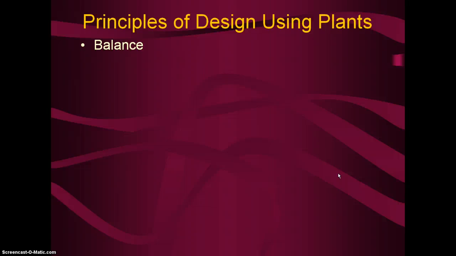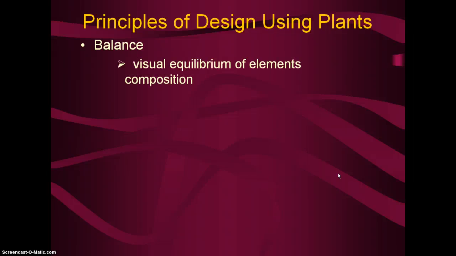The third principle I want to talk about is the principle of balance. Now, balance just means that if you look at the landscape, you're not going to feel like it's tilting to one side or the other, visually. It doesn't have to be a perfect balance, but you shouldn't feel like it's leaning to one side and taking your eye only to one side at the expense of the other.